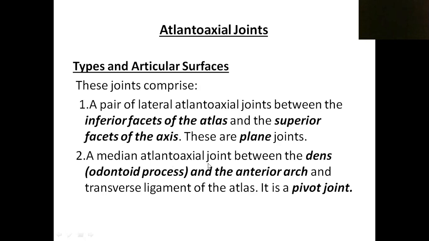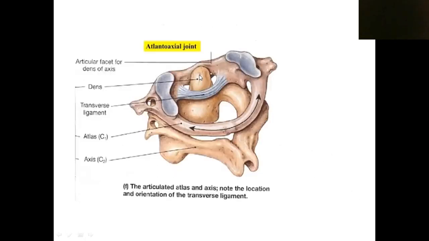Okay, so this lateral atlanto-axial joint is a plane variety of synovial joint. The median atlanto-axial joint is a pivot variety of synovial joint. Pivot variety. See here, this is the central axis of that pivot, and this is the osteoligamentous ring. So this osteoligamentous ring rotates around this central axis. That is the peculiarity of this pivot joint. So the median atlanto-axial joint is a pivot variety. These two lateral atlanto-axial joints are plane variety.